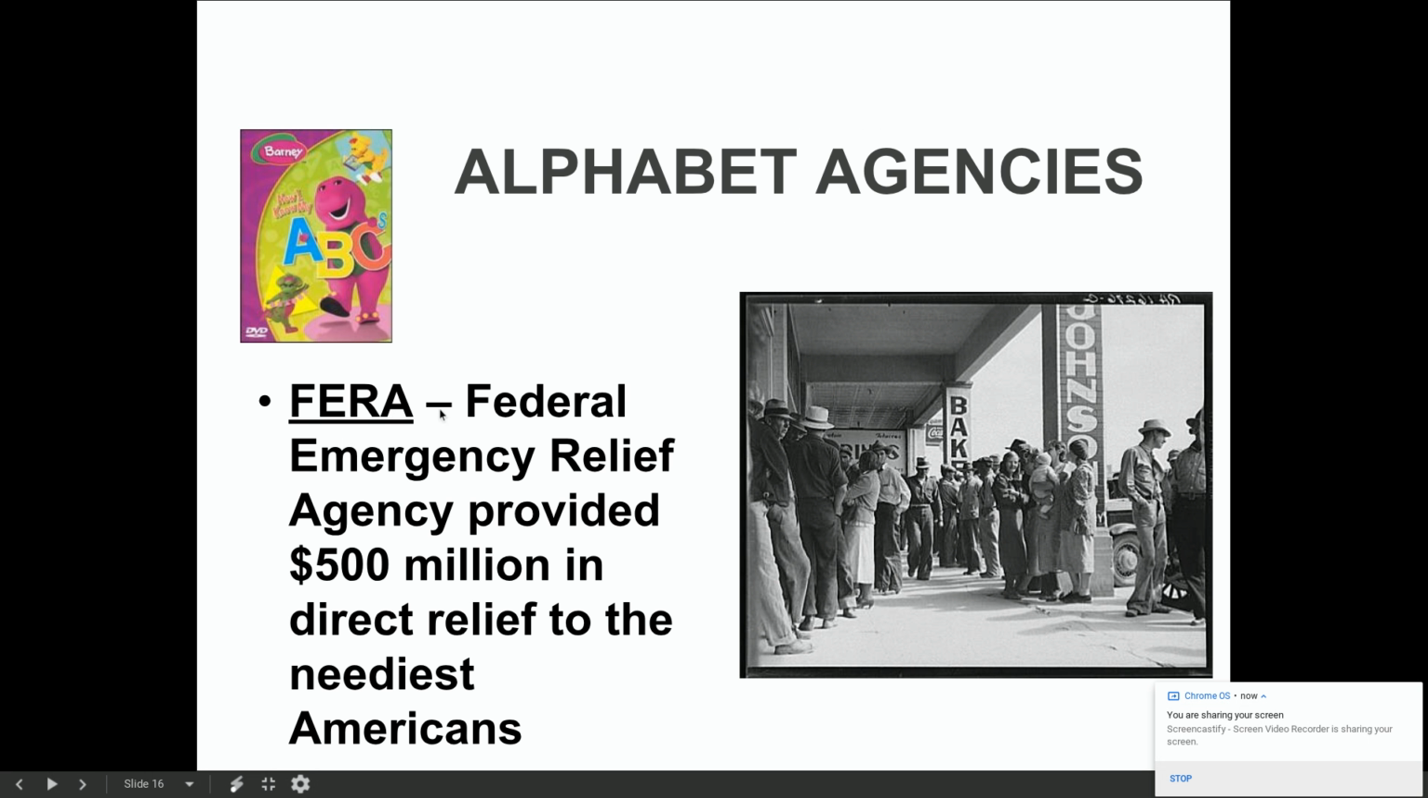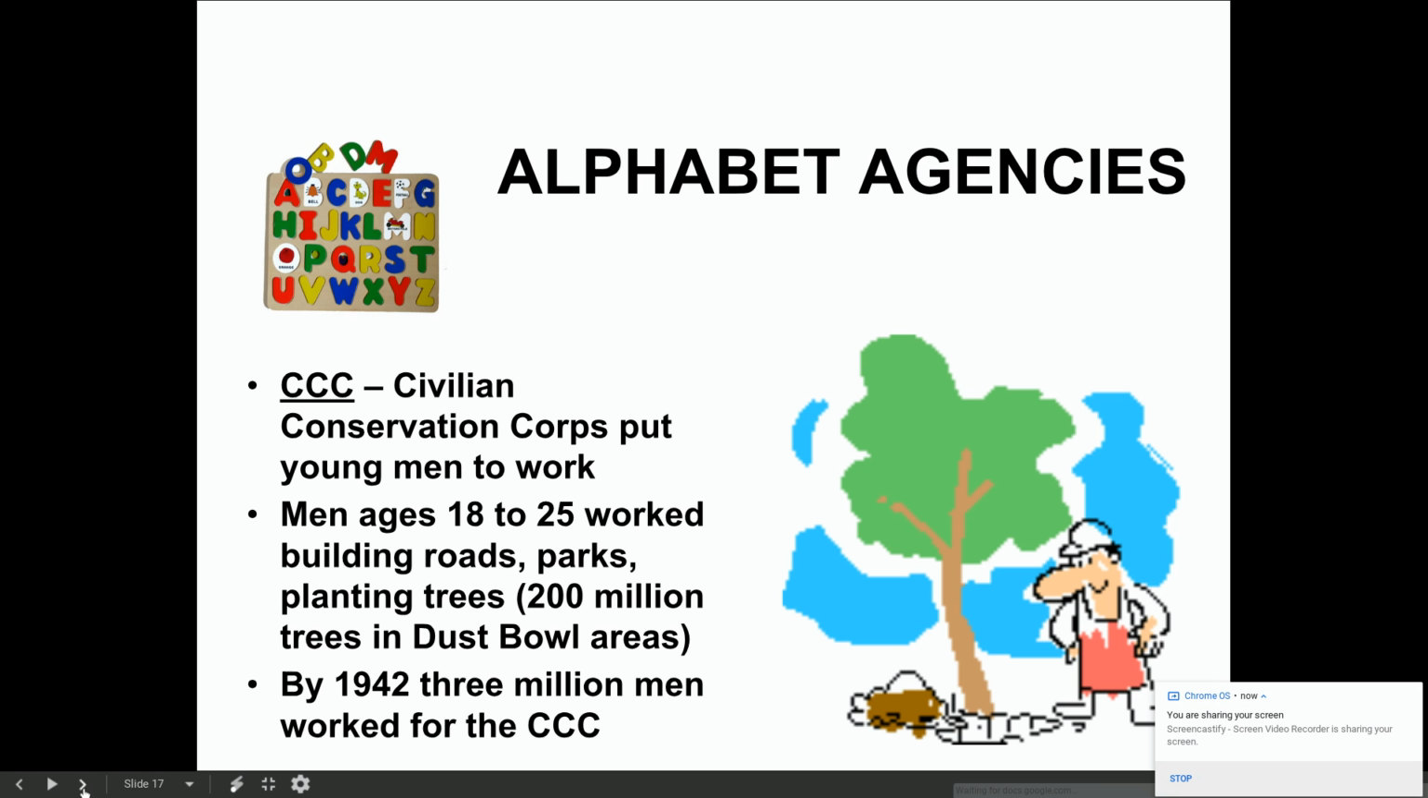Another alphabet agency is called FERA. It was the Federal Emergency Relief Agency. This was $500 million that came in direct money to Americans that were struggling with the Great Depression. So it was money for them to purchase things that they needed, and it was provided by the federal government.